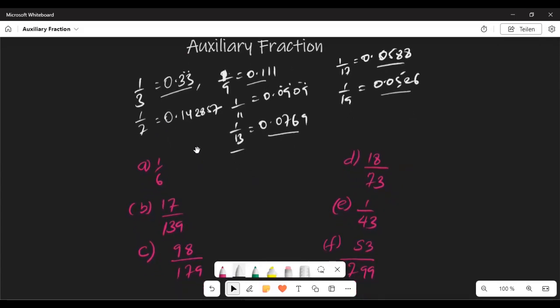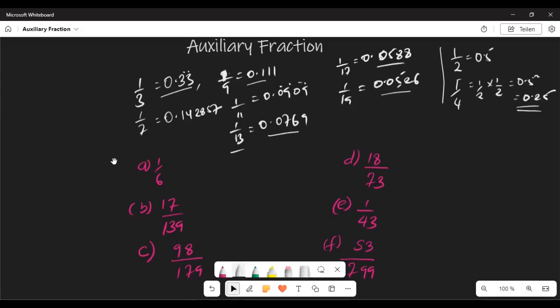And also in another video, we looked at fractions like 1 over 2, and we know that 1 over 2 is 0.5, and that means 1 over 4 is just 0.5 squared, because it can be written as 1 over 2 multiplied by 1 over 2. So that basically means 0.5 squared, which gives you 0.25. Knowing that is going to help us a lot while working with auxiliary fractions.